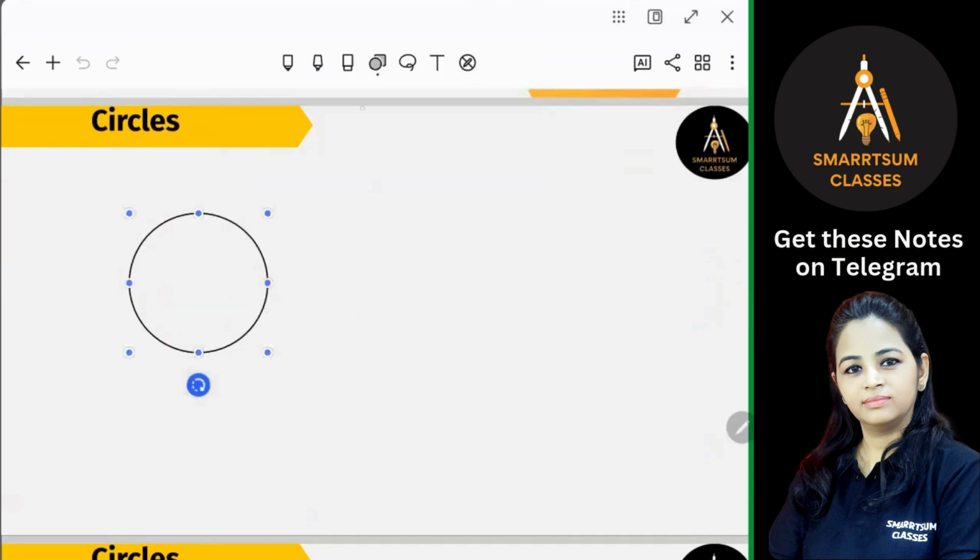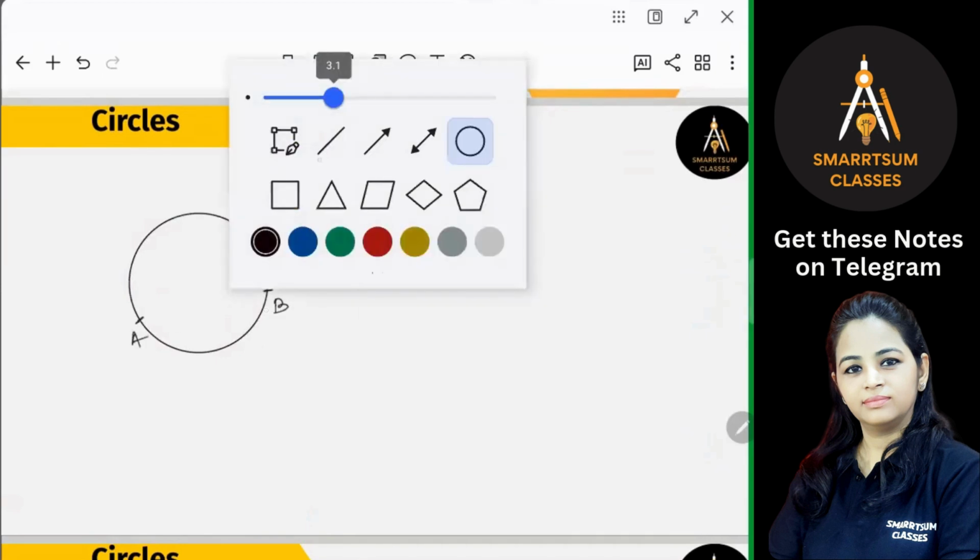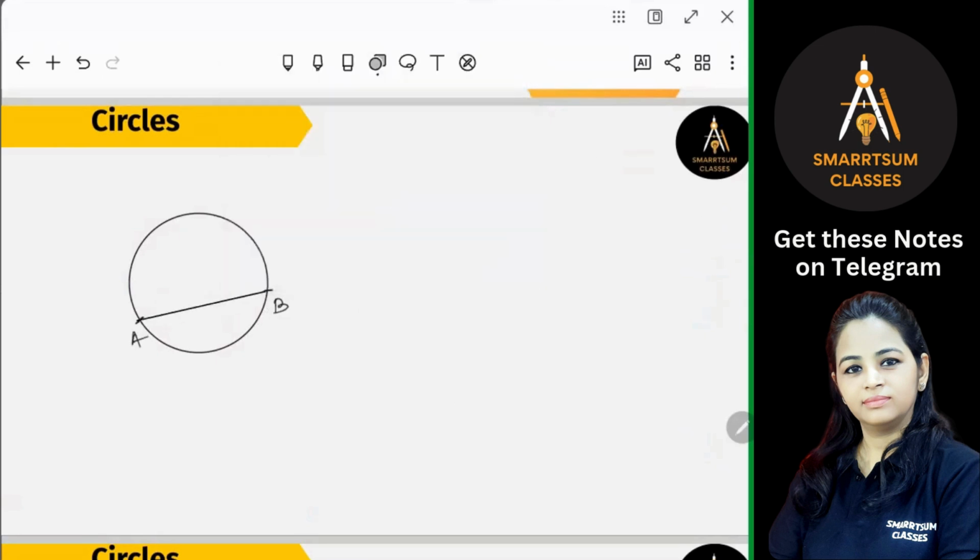Suppose this is a circle and we have 2 points here. This is point A, this is point B, and we draw a line joining these 2 points. So this line is called a chord. These are certain terminologies which we should know.